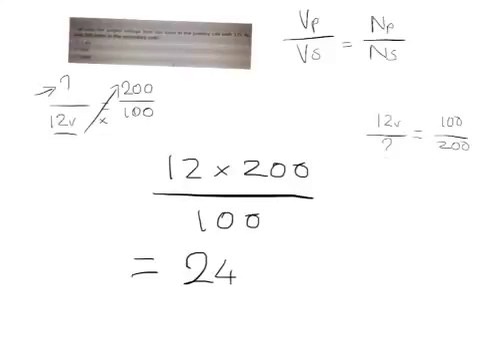So the answer to that question is 24. And now we're trying to find the voltage, so the unit is volts. If we have a look at the question at the top, to calculate the output voltage from 100 turns in the primary coil with 12 volts AC and 200 turns in the secondary coil, our answer is B, it is 24 volts.